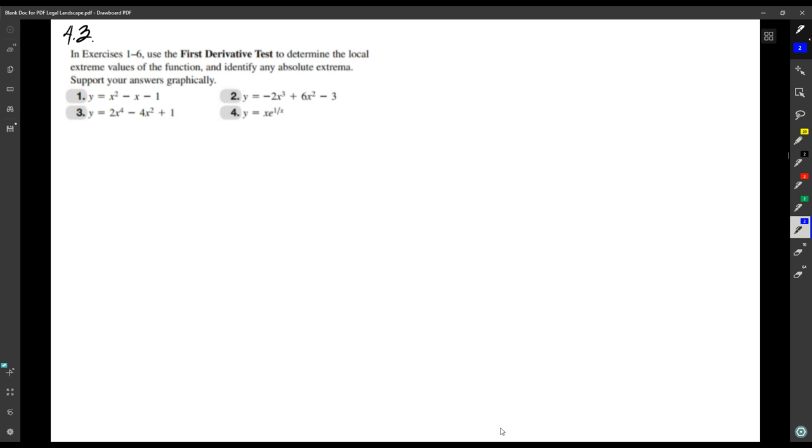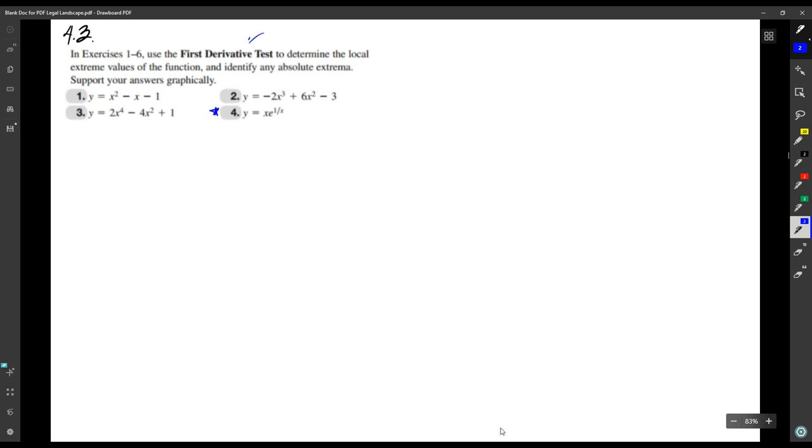Here's number 4 from section 4.3. Our instructions are to use the first derivative test to determine the local extreme values of the function and identify any absolute extrema. We're going to support our answer graphically. I'll leave that part to you. We're just going to do the paper and pencil part for number 4. Here's the function. Y equals x times e to the 1 over x.